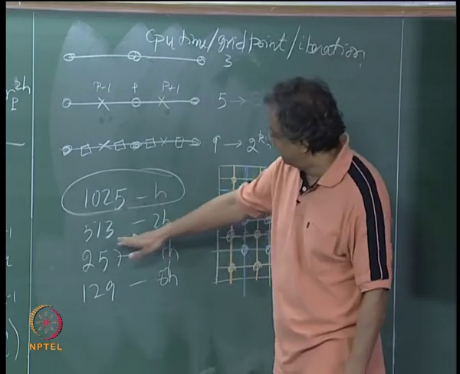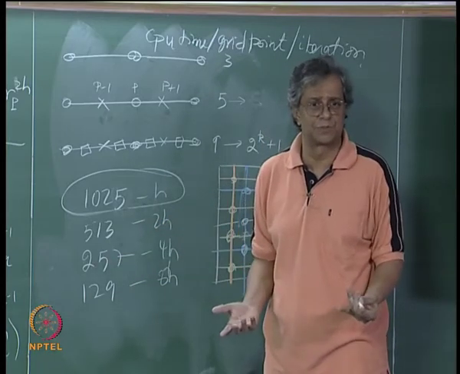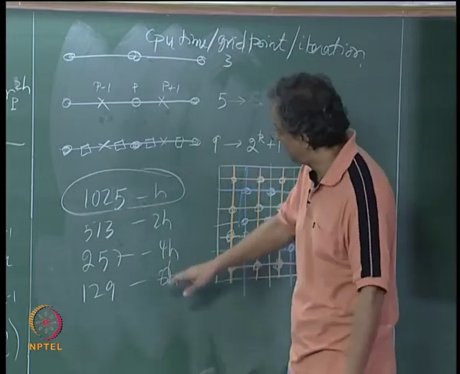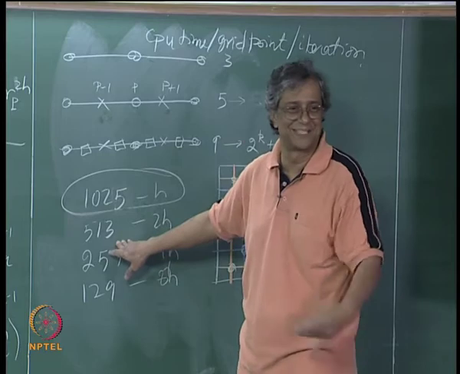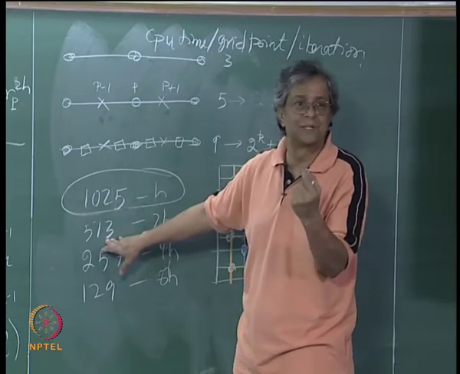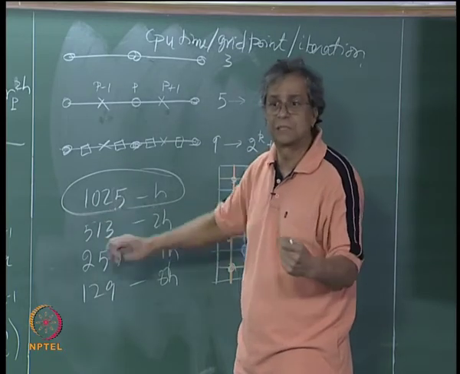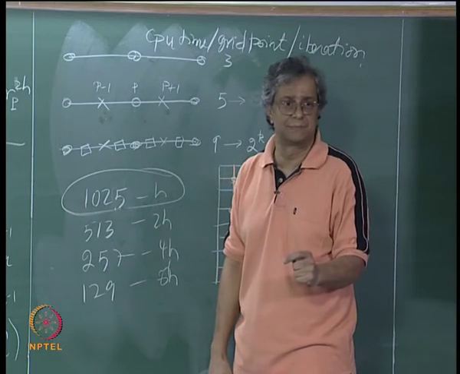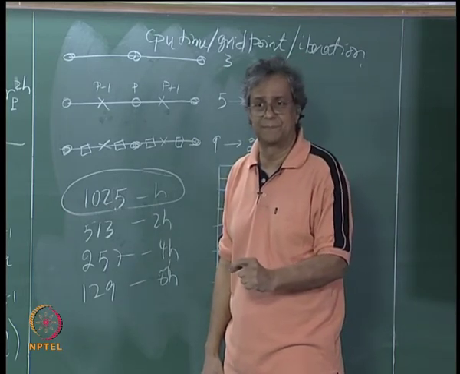So, why should averaging be more expensive just because I'm on a coarser grid? That doesn't make sense, right? So unless you do something really bad in your programming, I don't expect that the 513 by 513 CPU time per grid point per iteration will be more than this. So the work per grid point is the same. Okay, the work per grid point is the same.